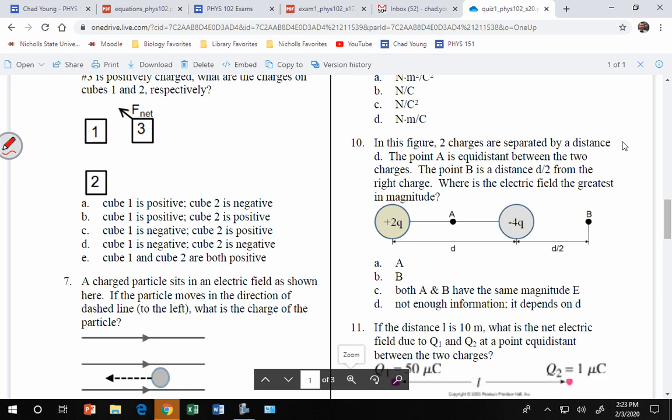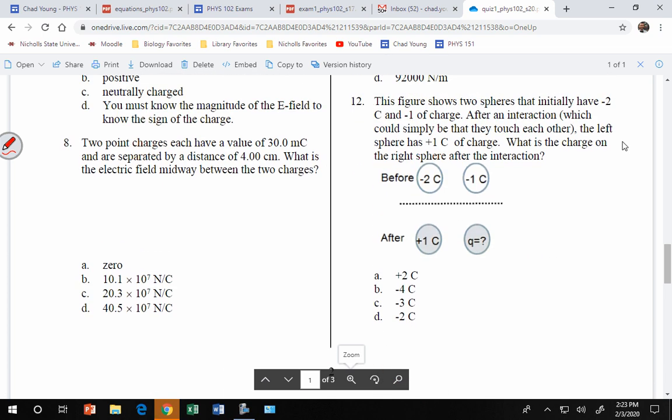Over 12. Yeah. Okay, so 12 is conservation of charge. I start out with minus 3 coulombs. I have to finish with minus 3 coulombs. So that means this has to be minus 4, because minus 4 plus 1 is minus 3. Good questions. See them Friday.